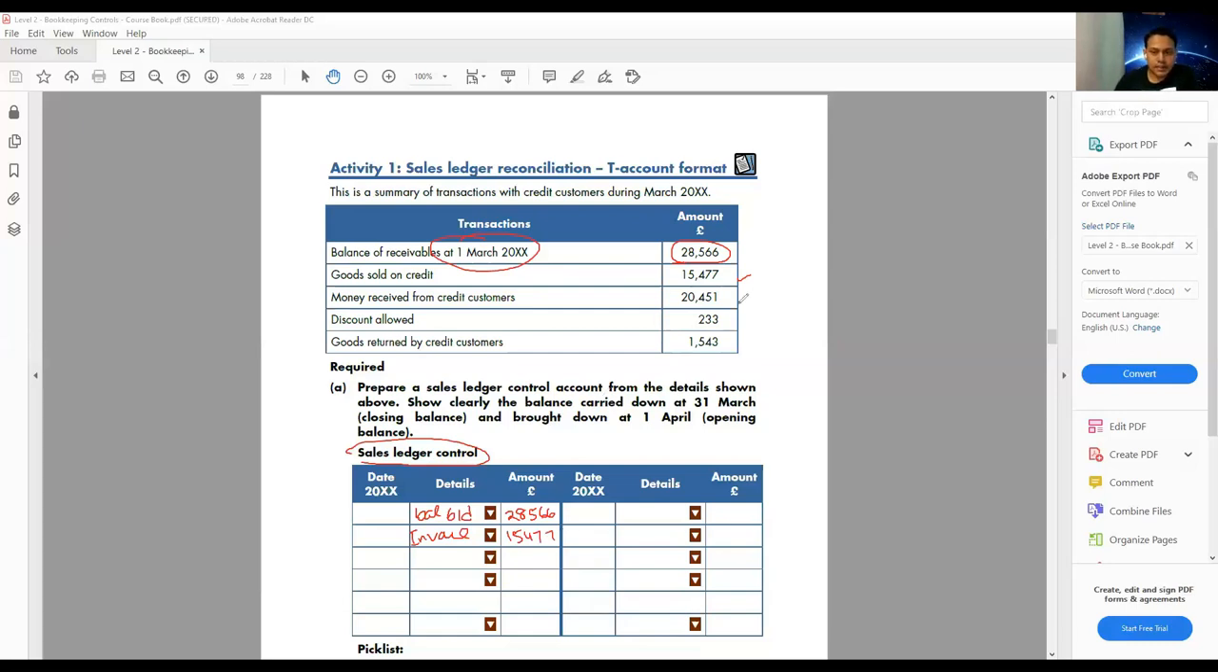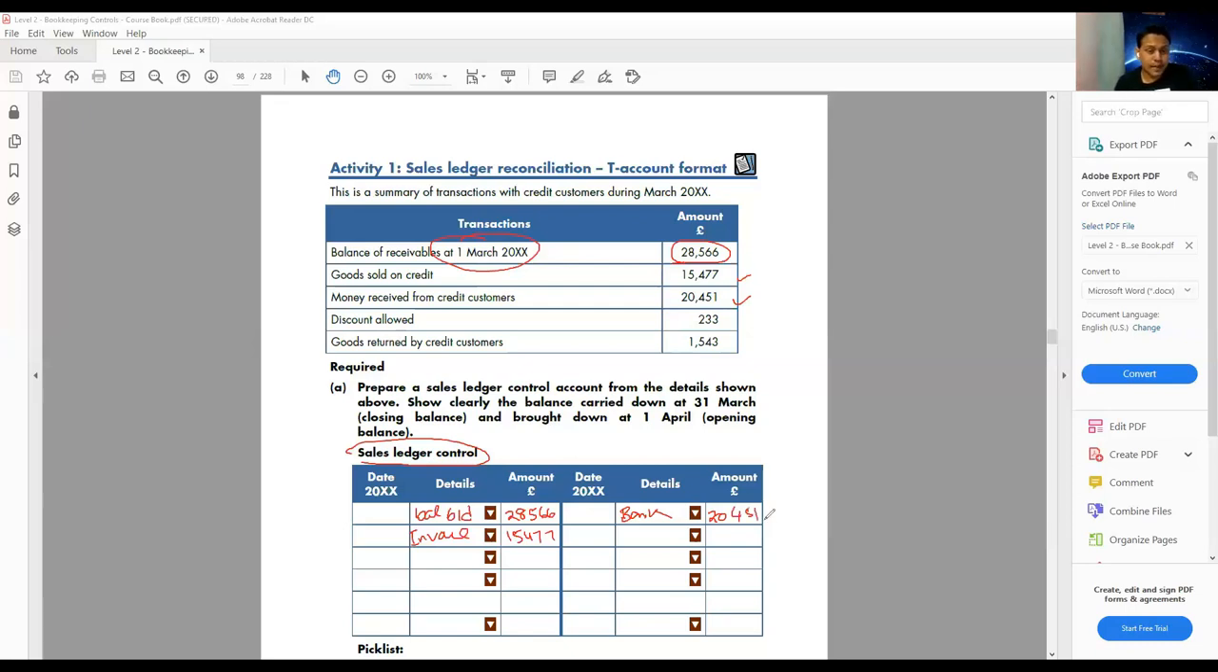Then the next one, we have money received from credit customer. Which side am I going to write that one? I'm going to write on the credit side, because if I receive the money from the customer, that will reduce their balance. I'm going to write on the opposite side, on the credit side. So I'm going to write bank. On the bank, I have received 20,451.